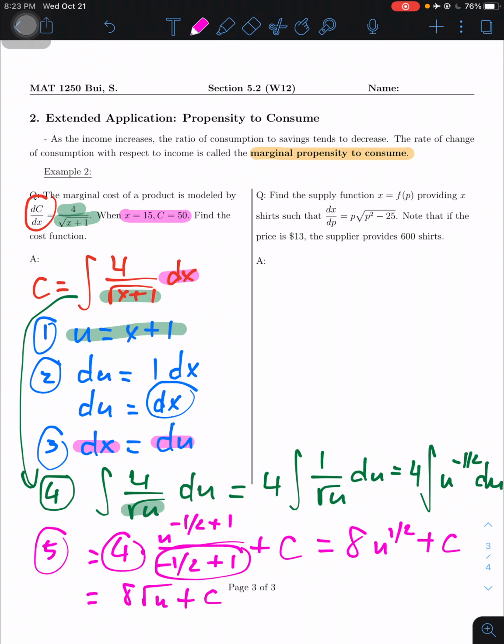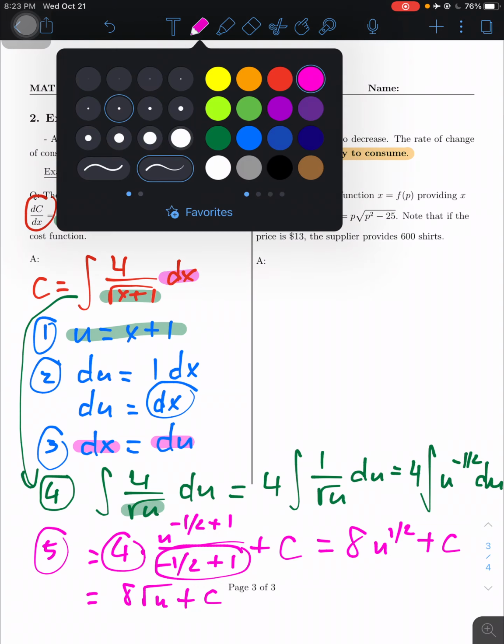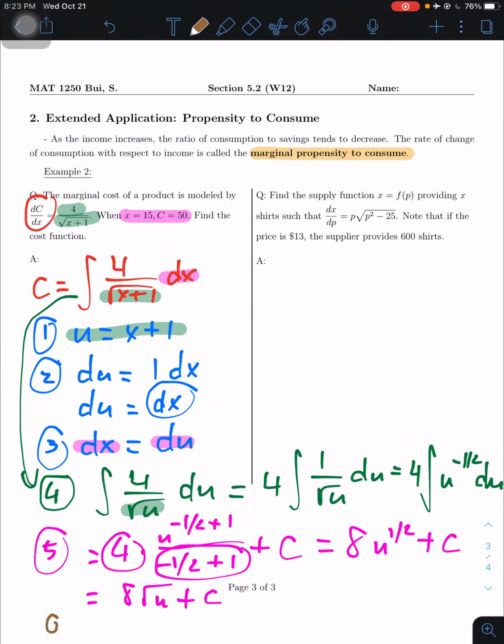And then last step, we switch everything back to x. So let me put it in brown, I guess. So step 6, define the answer in here. Or, okay, it's not going to be the final answer because we do have some initial condition and we haven't got to that yet, right? So my c function in here equals 8 square root of u plus c.